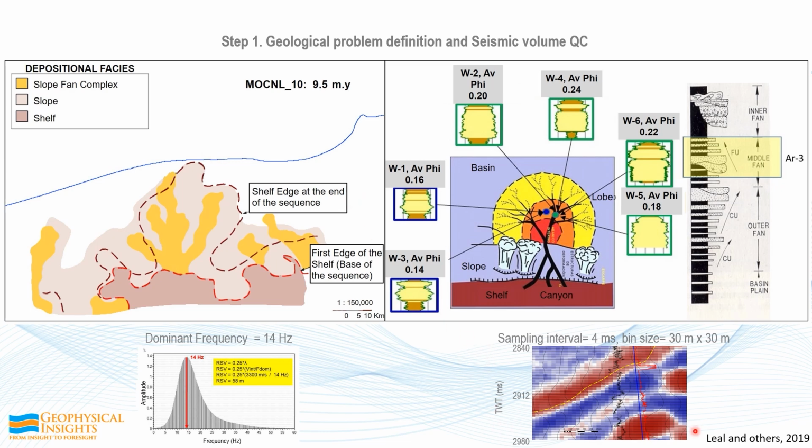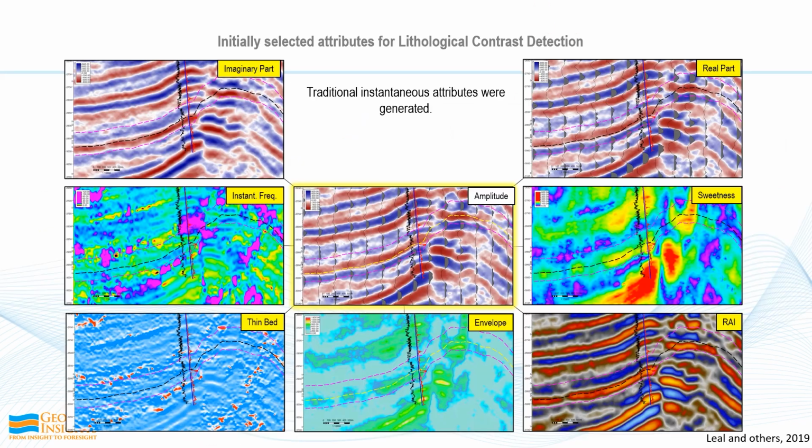This is just a little snapshot from the PSTM seismic volume with a sampling of 4 milliseconds and a 30 by 30 meter bin spacing. So here you can see one of the wells as it comes through the seismic, and a lithology log showing some of the sands, as well as, I believe, the porosity log. On this little cartoon, we see the dominant frequency is 14 hertz, and that would correspond to a tuning thickness of about 58 meters.